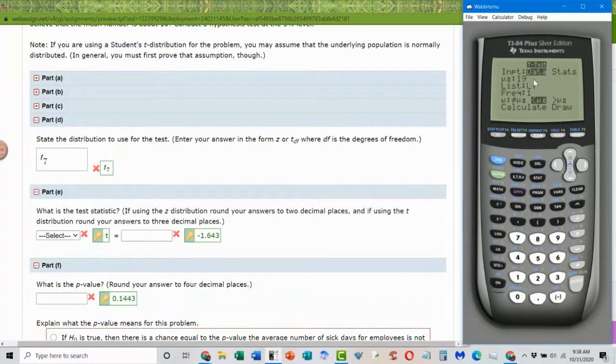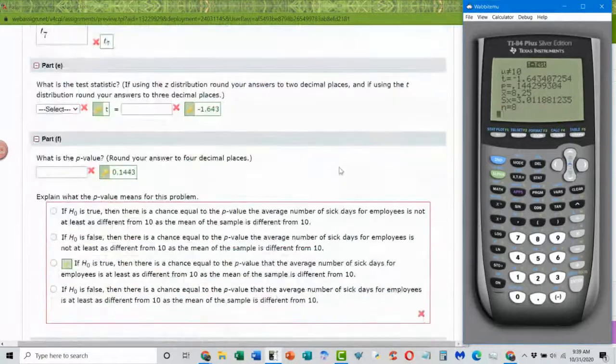We have data. The mean that we're testing is 10. Everything is in list 1. Our null hypothesis is not equal to. And we're going to calculate. And here's where I get my t value, this is negative 1.643. Here's where I get my p-value of 0.11144. Here's my mean. Here's my standard deviation. So I have information about it now if I needed to, but they're not asking me those things.